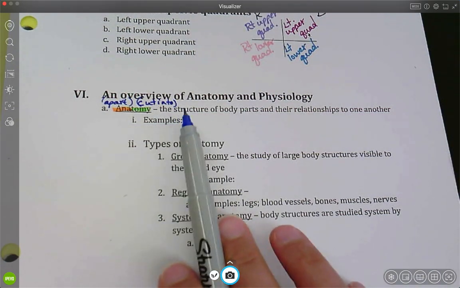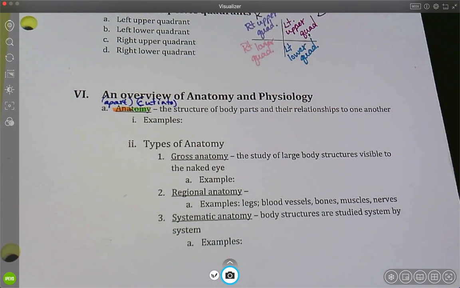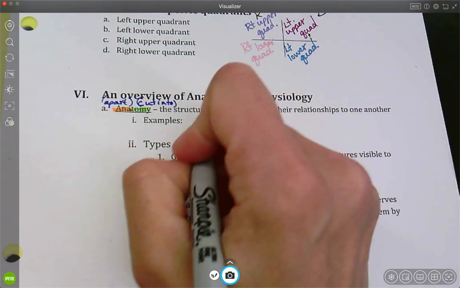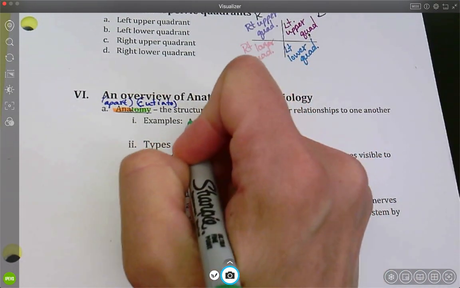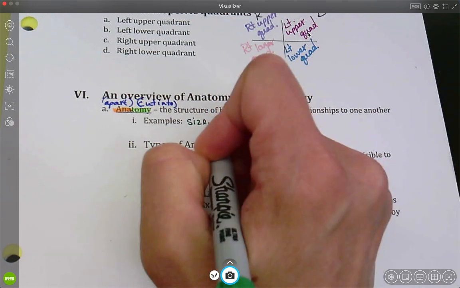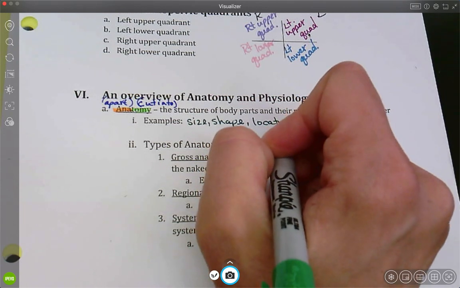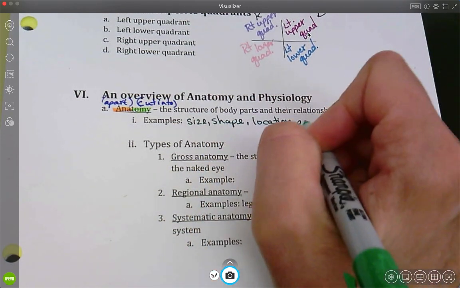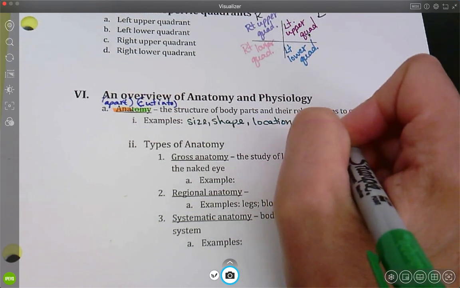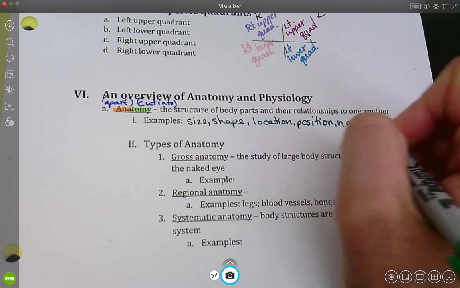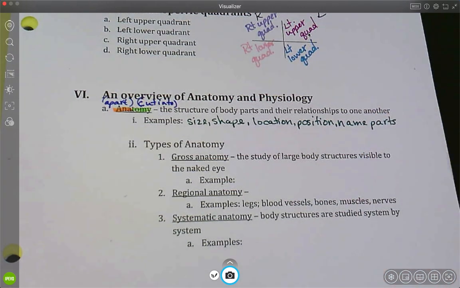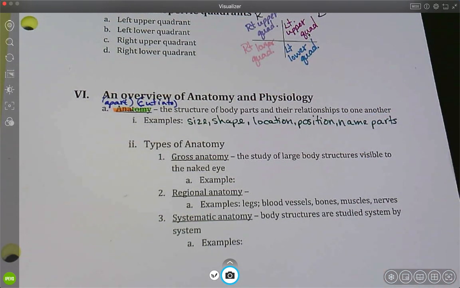So with anatomy, we're looking at the different body parts and how they have relationships to one another. So what does that mean? We talked about this a little bit, but let's double check to make sure that we understand. So we're looking at what is the size, what is the shape, location, position. We're going to name the parts. So that's going to be anatomy.